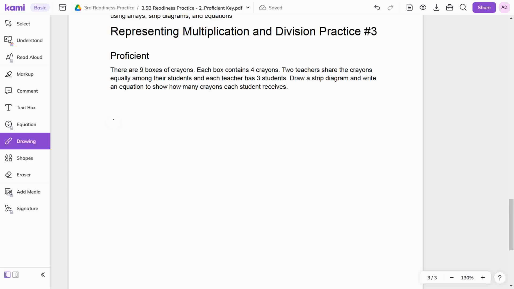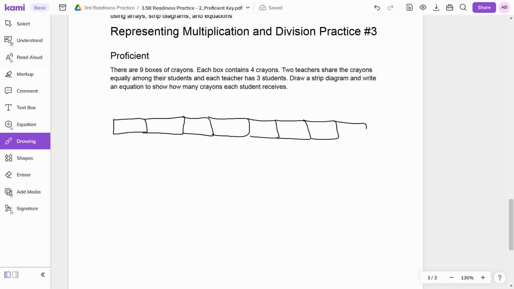9 boxes of crayons. All right, so I'm just going to draw 9 boxes. 4, 5, 6, 7, 8, 9. Each box has got 4 crayons. So 4, 8, 12, 16, 20, 24, 28, 32, 36.